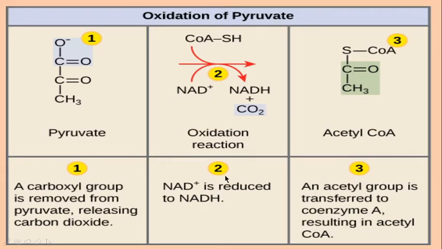So again it's an oxidation reaction. Here in this oxidation reaction, we are getting back the acetyl group, which is transferred to coenzyme A. So coenzyme A is also involved in this reaction. The acetyl group, CH3C double bond, has been transferred to this coenzyme A, resulting in the formation of acetyl CoA. So this is the mechanism involved in the oxidation of pyruvate.